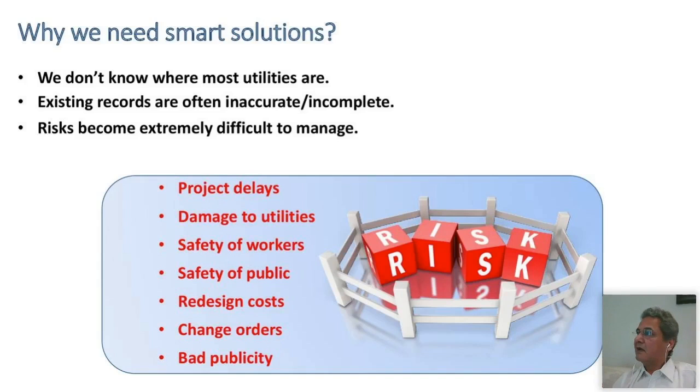In any country, we often see that utility has been damaged, there has been flooding because a water pipe has been cut, there has been data disruption because a fiber optic cable has been cut, there's been power disruption because a power cable has been cut, and the list goes on. Safety of workers, as I said, if you really hit a live cable or you hit a gas pipeline, safety of public, redesign cost, change orders, bad publicity. So all these are the risks which we are talking about, and that's why we need smart solutions.